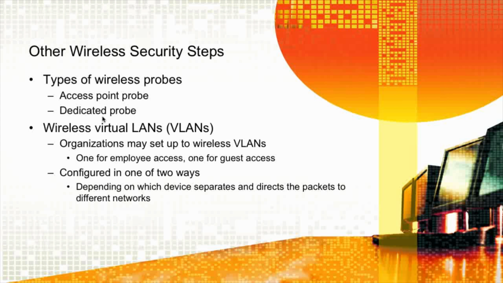Wireless virtual LANs, or wireless VLANs, also help organizations set up a segregated infrastructure, for instance, one for employee access and another for guest access. It can be configured in one of two ways, depending on which device separates and directs the packets to the different networks.